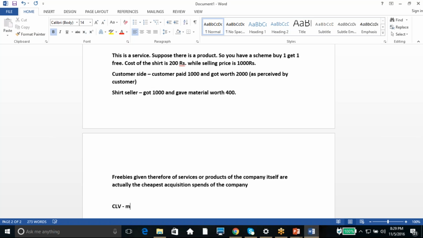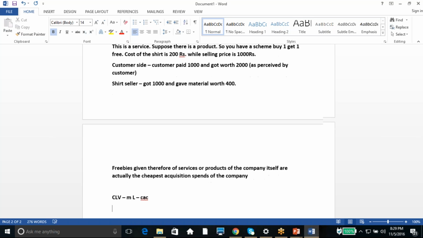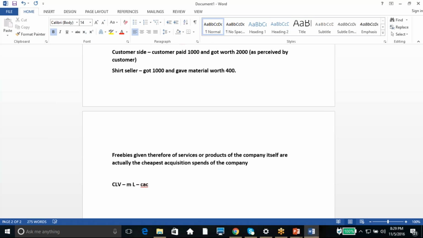So for CLV, there is an M, there is an L minus CAC. So CAC you already calculated. Now for margin, figures are already given in the table in the case study. Okay, so the margins are already given there and you can take that figure of M.